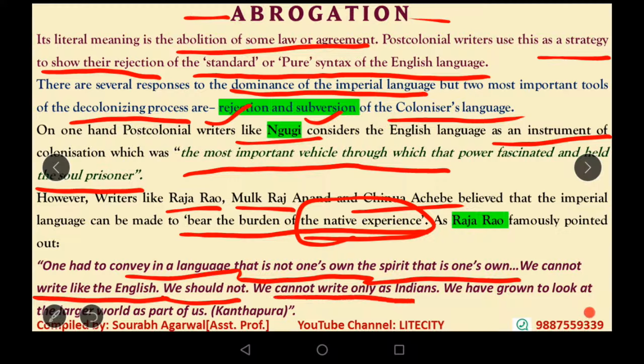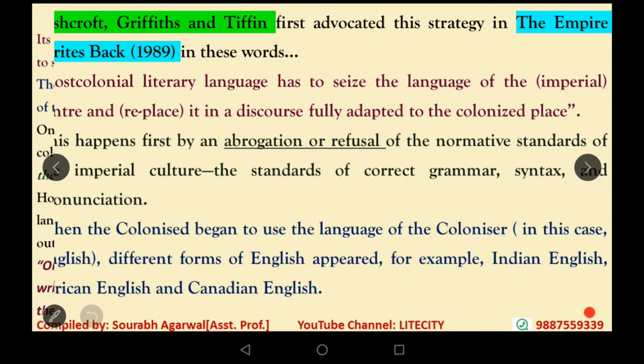We cannot write only as Indians. We have grown to look at the larger world as a part of us. To reach out to the world, to make them feel what the native feels, what the colonized feel, we cannot close ourselves into our native languages. We have to use the English language but in a different manner, and this is all about abrogation.